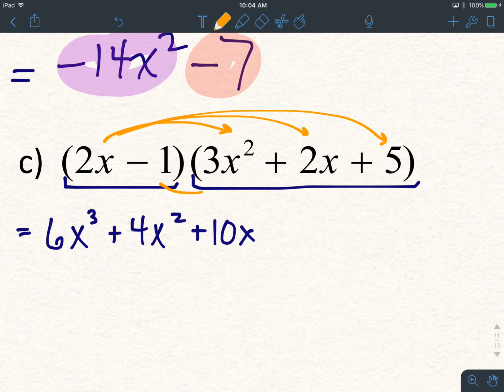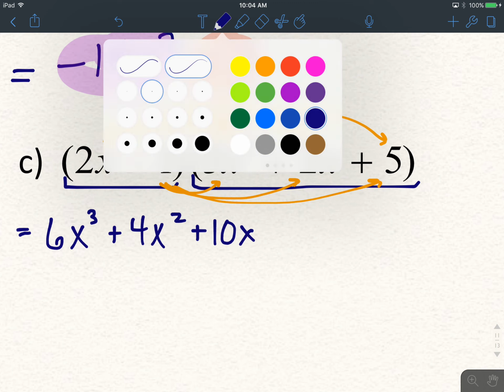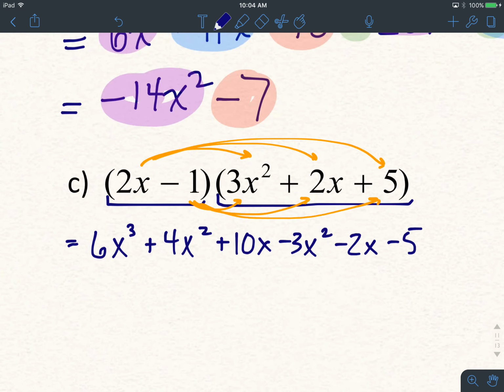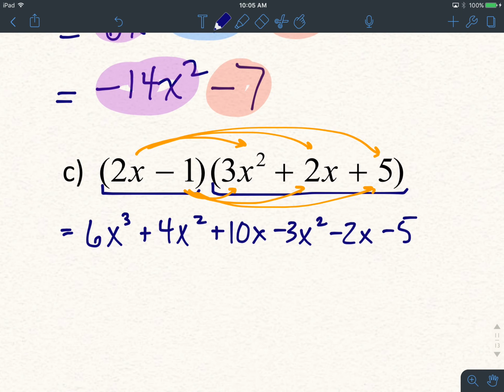We're going to do minus 1 times 3x squared, minus 1 times 2x, minus 1 times plus 5. And let's get that lined up. So first, minus 1 times 3x squared is minus 3x squared. Minus 1 times plus 2x is minus 2x, and minus 1 times plus 5 is minus 5. At this point now, it's just a collection of terms. We are going to gather together the ones that are alike.